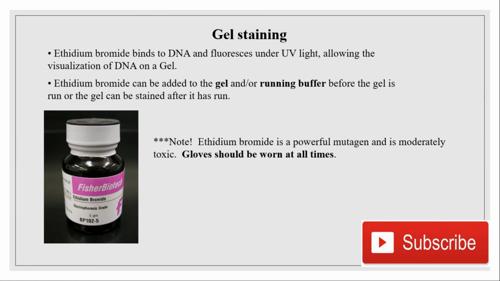So this is the ethidium bromide. The ethidium bromide, we can use it for gel staining. Many other staining materials are also used, like acridine orange. Sometimes ethidium bromide is a powerful mutagen and is moderately toxic.